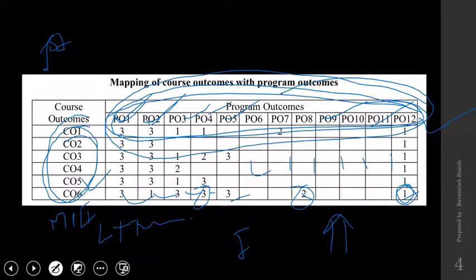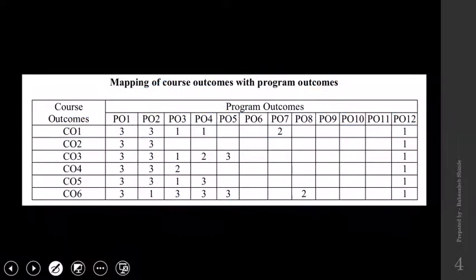Okay, and that mapping has been shown over here. How this MP2 is going to help to attain these 12 statements is denoted in this table.